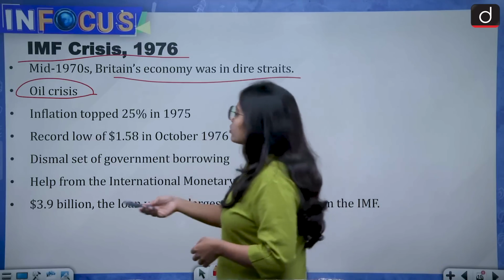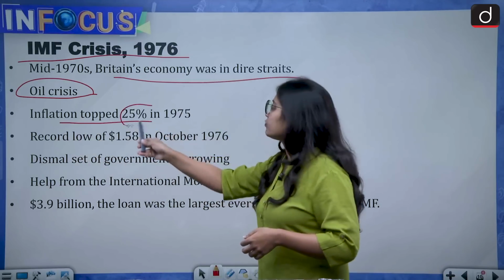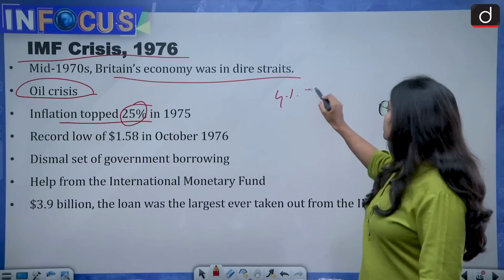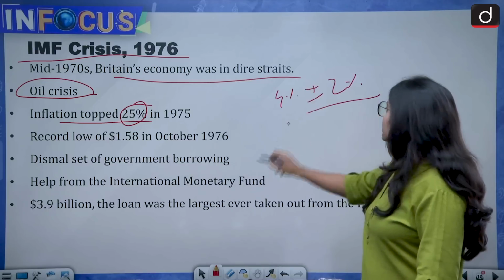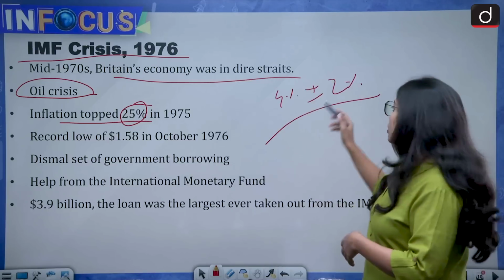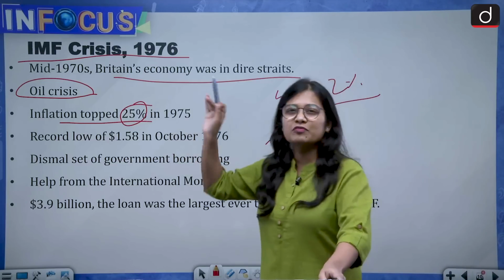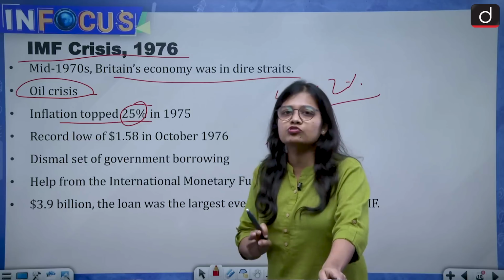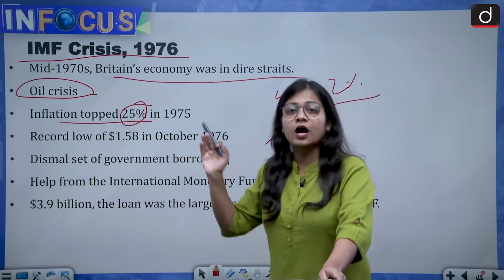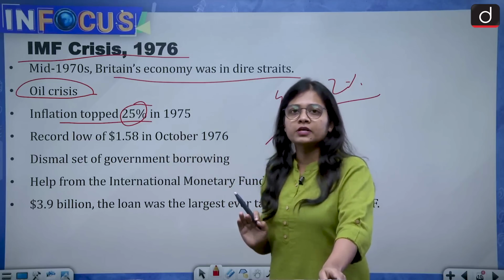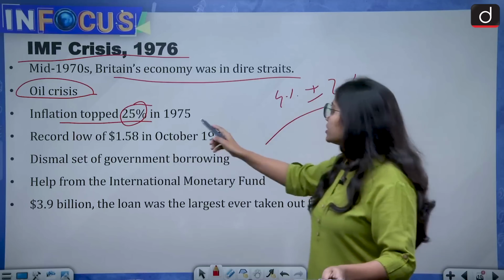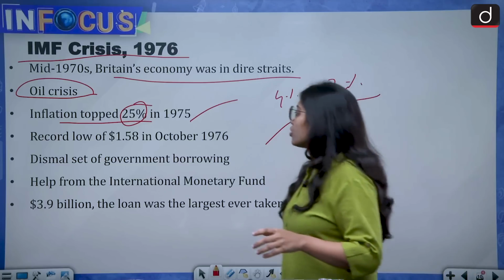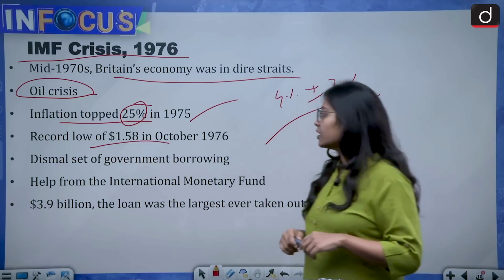At that point of time, inflation topped 25%. In our country, inflation is 4% plus minus 2%, so it is around either 2% or 6%. So imagine when inflation is 25% in a country, how bad the situation had been in Britain during 1975. And the pound was at its low of 1.58 against the dollar.